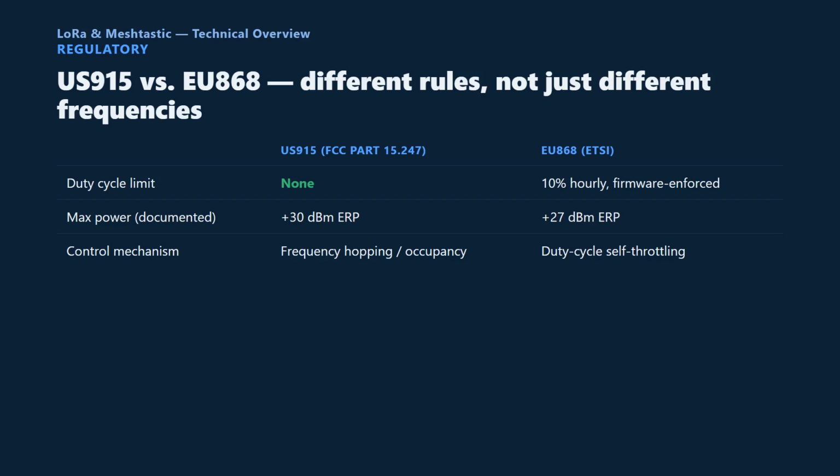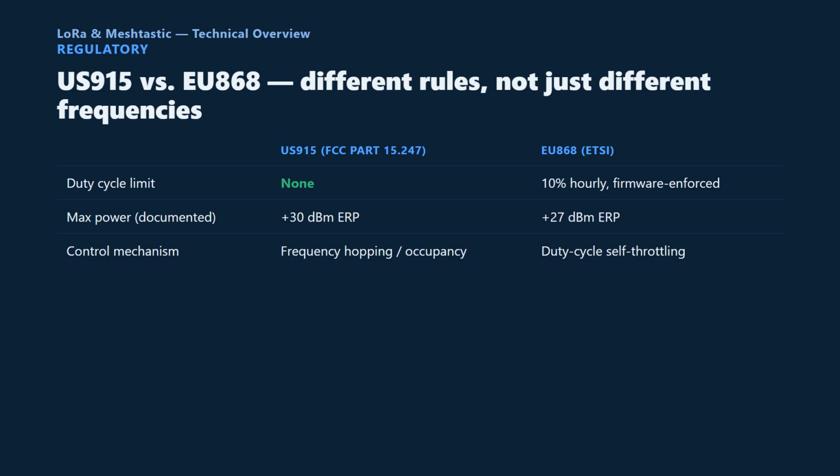Region matters, and it is not just a label. Meshtastic's US region targets the 902 to 928 MHz band under FCC, Part 15.247. There is no duty cycle limit under that rule. Instead, the FCC controls channel occupancy through frequency hopping and occupancy time rules. Meshtastic documents a maximum of plus 30 dBm effective radiated power for North America.